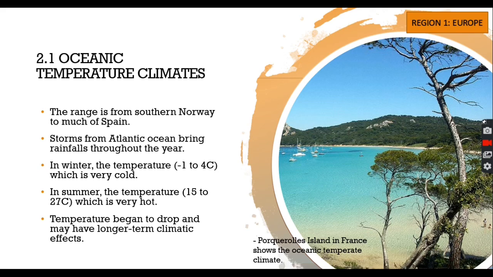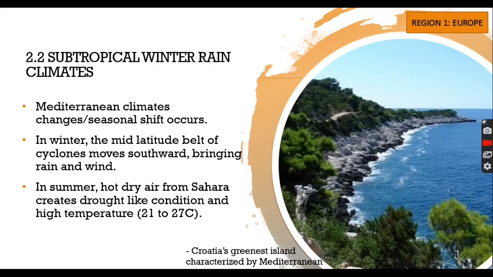Since the mid-1990s, waters from the North Atlantic Drift have cooled and slowed, possibly from the melting of the Greenland ice cap. The temperature has begun to drop, and this may have long-term climate effects. So you can see in the picture Porquerolles Island in France. Such a nice view.